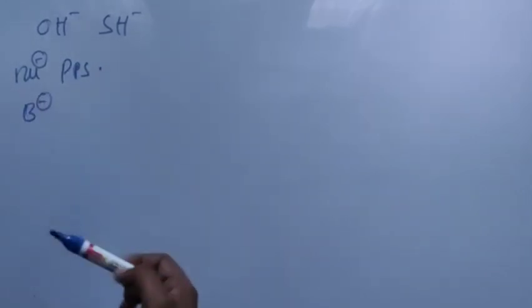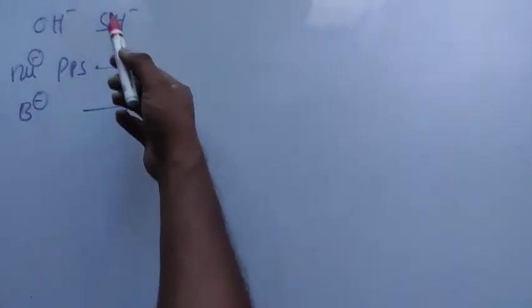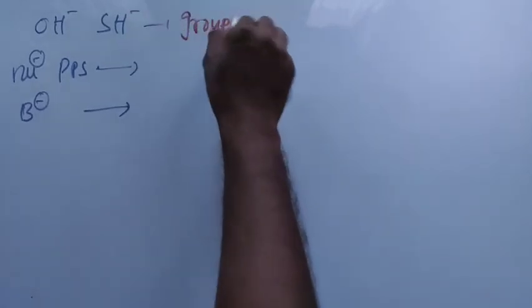Suppose they give you OH minus and SH minus, and I ask you the nucleophilicity order in polar protic solvent and the basicity order. Basicity will not change depending upon the solvent. So look at nucleophilicity in PPS and basicity in PPS. First of all, ask yourself: do they belong to the same period? Do they belong to the same group? Your brain will say they belong to the same group.